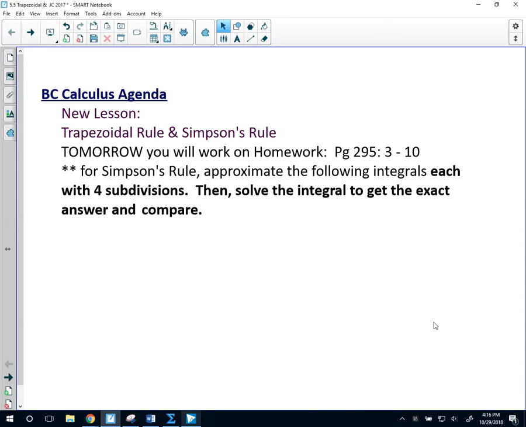Hi, everyone. Today we are starting the last lesson in Chapter 5. It is another area approximation method, actually two of them, one called the trapezoidal rule and one called Simpson's rule. Tomorrow you work on homework from these two things, and then we'll start reviewing for the test.